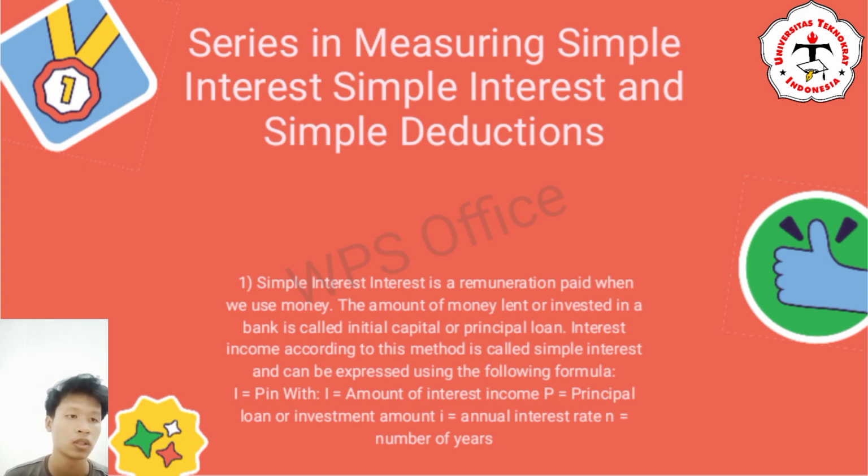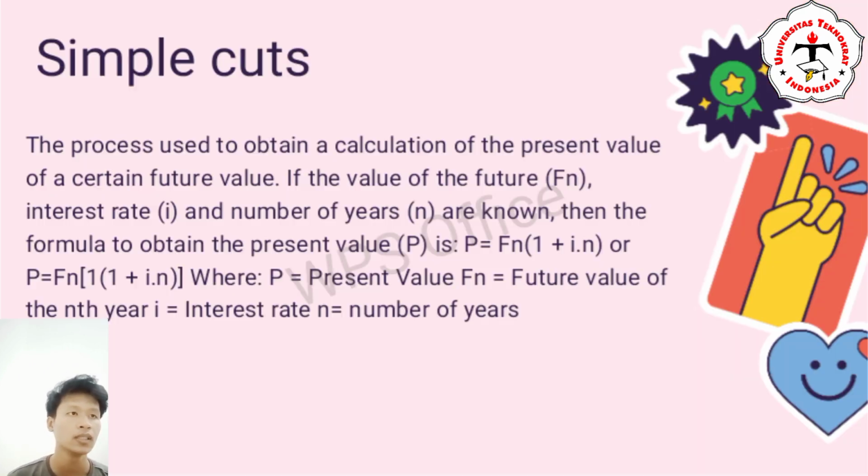I equals P times i times n, where I equals the amount of interest income, P equals principal loan or investment amount, i equals annual interest rate, n equals number of years. Simple discount.